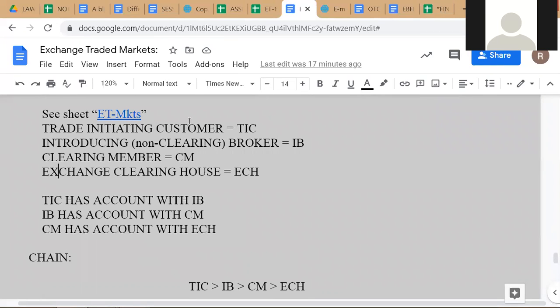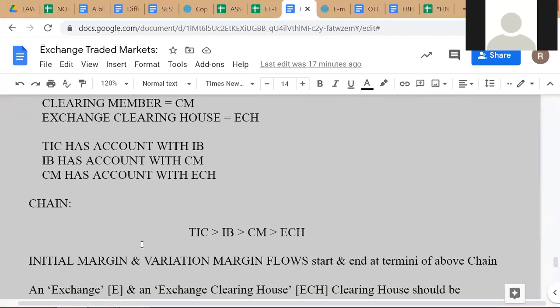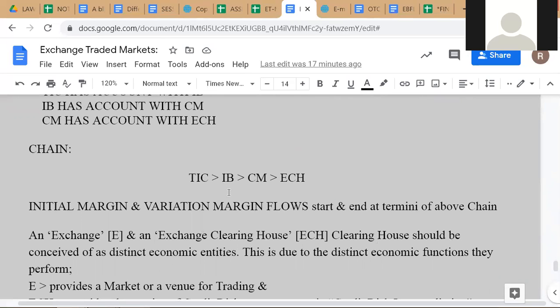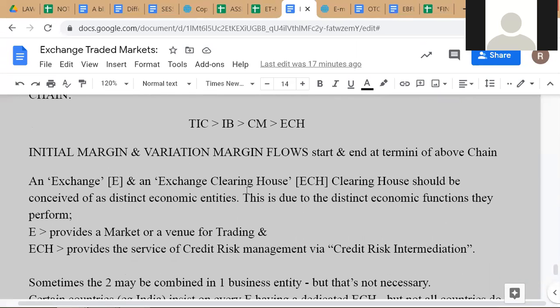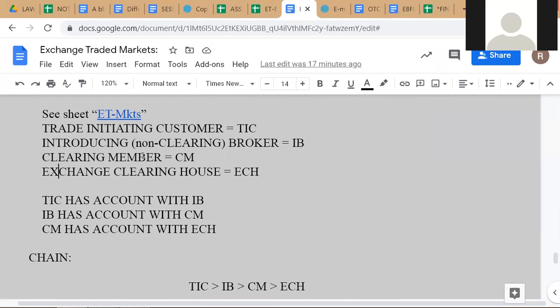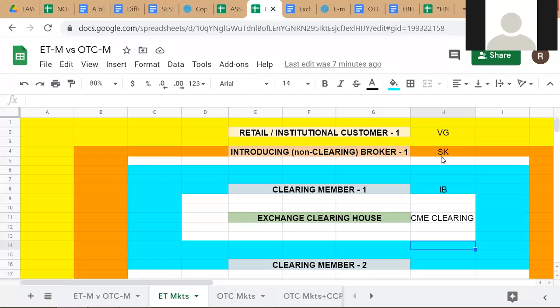So here I've called it, so in this case, Vipul is the tick, trade initiating customer, tick. Okay, and then you have the non-clearing member. It's easier to see this in a visual sense. Okay, I've just written it here, and all this stuff I just told you is all written. All this stuff is already explained visually. Okay, this is how it flows.